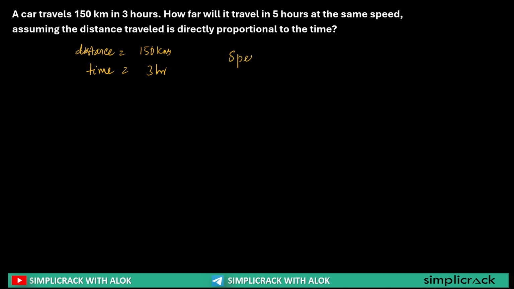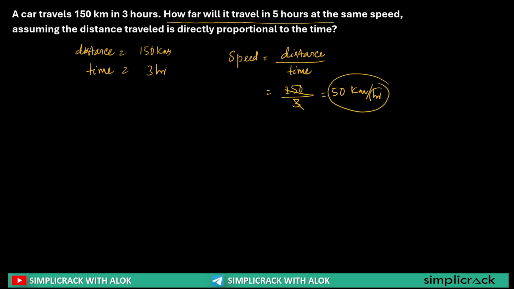Sir, we know speed is equal to distance by time. So distance is 150 kilometers divided by time 3. So the speed is, 3 5s are 15, 50 kilometers per hour. It has asked how far it will travel in 5 hours. 50 kilometers per hour means in each hour it is traveling 50 kilometers.